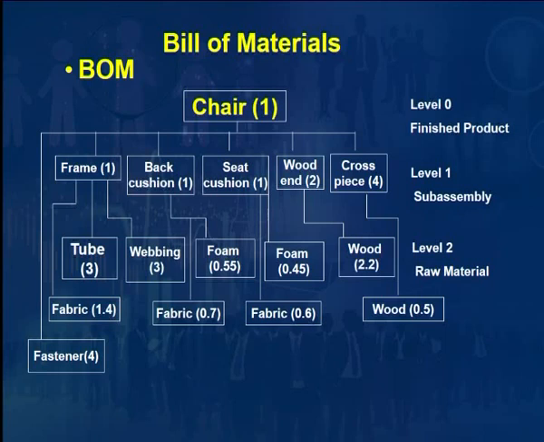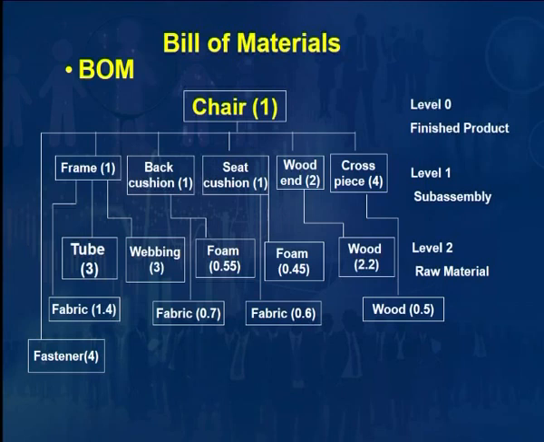For frame, you need fabric, say 1.4 meters. Then you need fasteners, 4 number of fasteners. Then you want 3 tubes. Then you need webbing. Actually, it's basically the rods which you want to make the frame. Similarly, for back cushion, you need foam and fabric. For seat cushion again, you need foam and fabric. So, like this, so on.